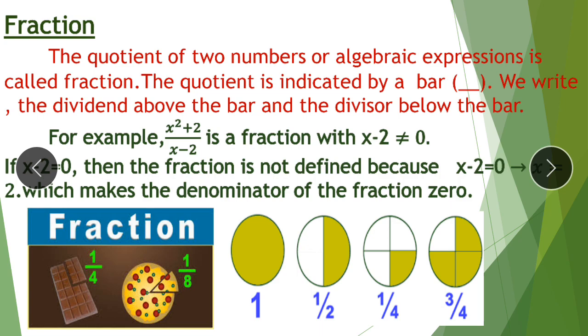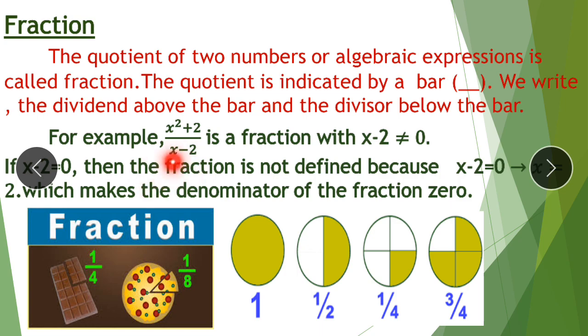In addition, the quotient of two algebraic expressions is also called a fraction. So here we can see some algebraic expressions. x square plus 2 divided by x minus 2 is a fraction with x minus 2 not equal to 0. If x minus 2 is equal to 0, then the fraction is not defined, because the value of x will be 2, which makes the denominator of the fraction 0.